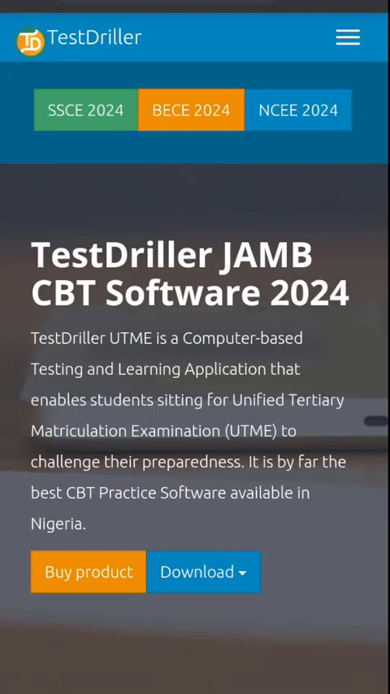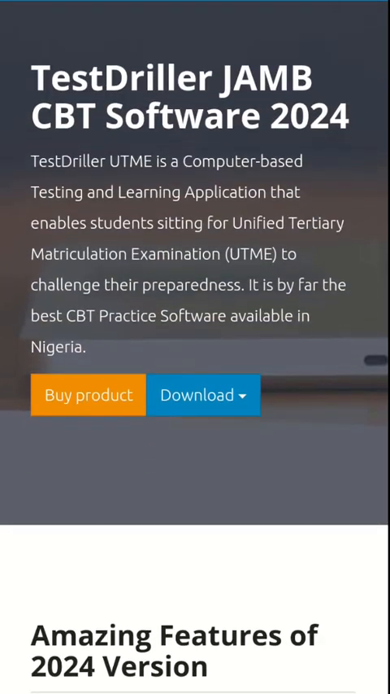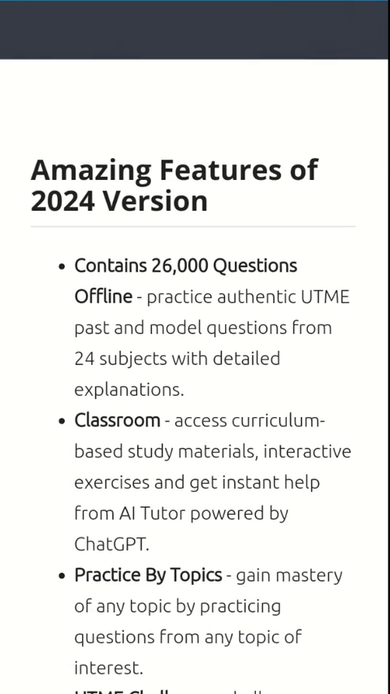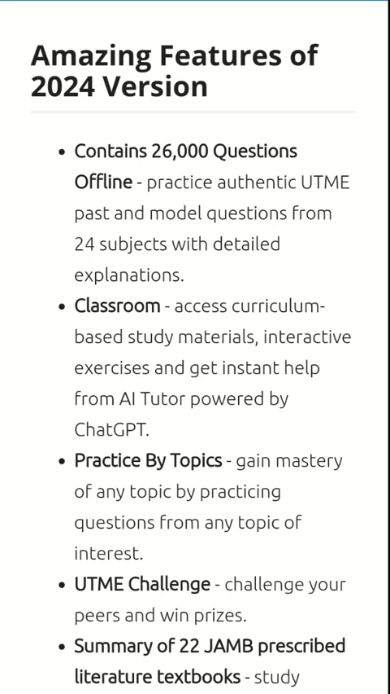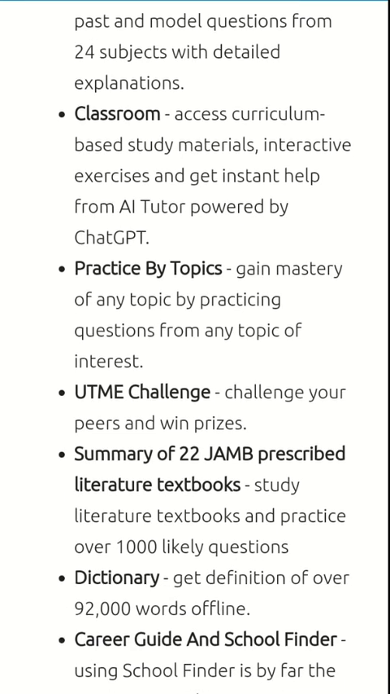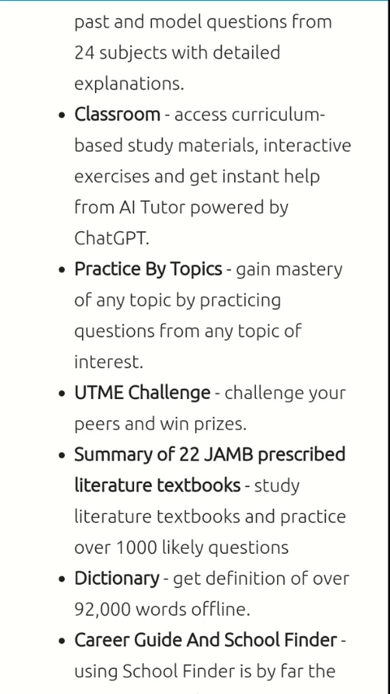So when the site opens, you can see this Test Driller JAMB CBT software 2024. You go through it, you can see two options here. You're asked to buy the product or you download. These are the amazing features of the 2024 version, right? It contains over 26,000 questions, and the beautiful thing is that once you download it and activate it, it is offline. So you don't need your internet services to be on before you can use it.